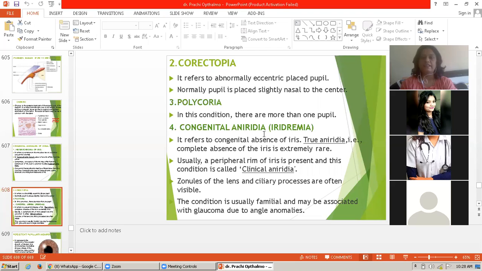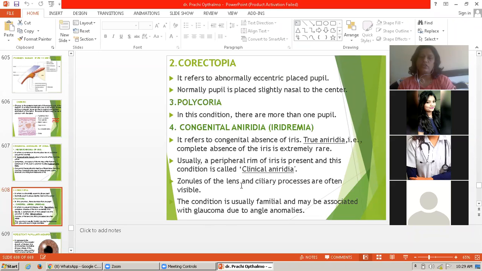Fourth is congenital aniridia, that is irideremia. Congenital aniridia refers to the congenital absence of the iris. True aniridia, the complete absence of the iris, is extremely rare. So there may be true and false aniridia. In the true type, there is a complete absence of iris, but these cases are extremely rare. Usually, a peripheral rim of the iris is present, and this condition is called clinical aniridia.